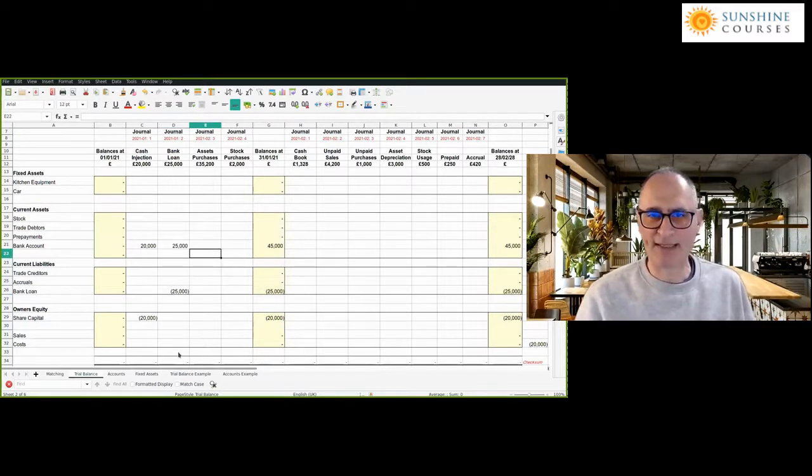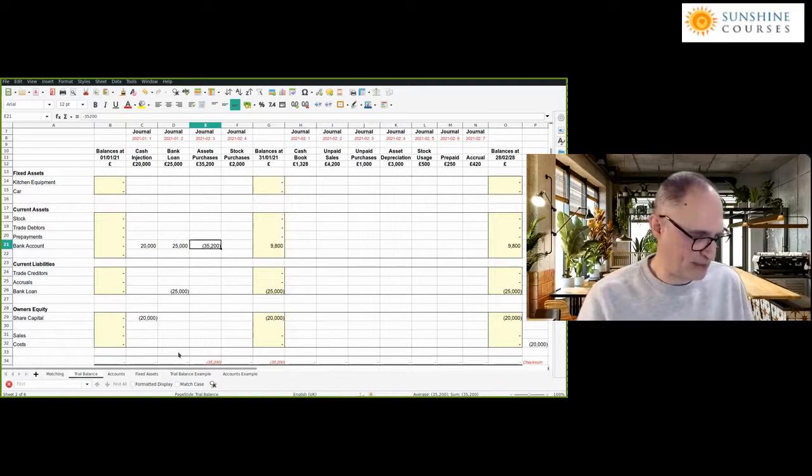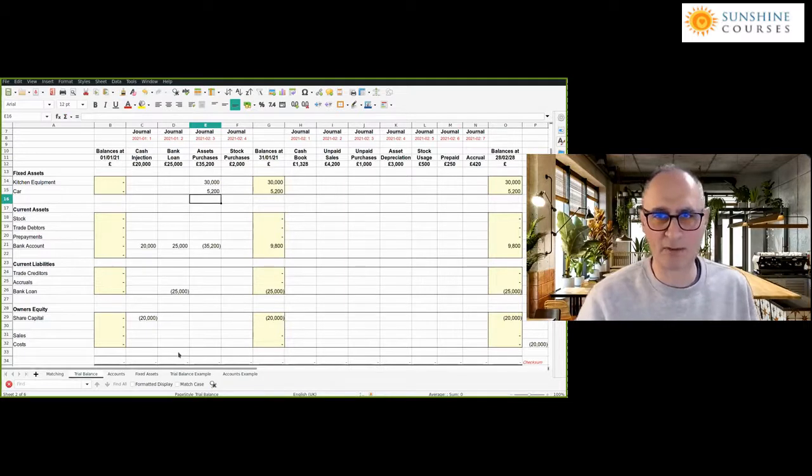We then buy assets. So we're going to take out 35,200 from the bank. That's credit bank. We reduce the bank, minus bank, but we increase our assets. In this particular case, we bought £30,000 of kitchen equipment and a car for £5,200.